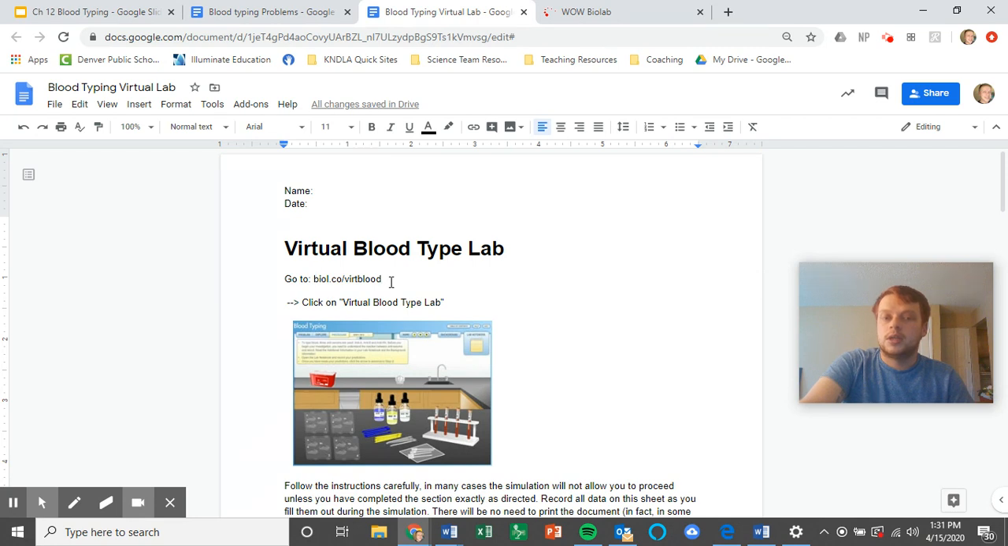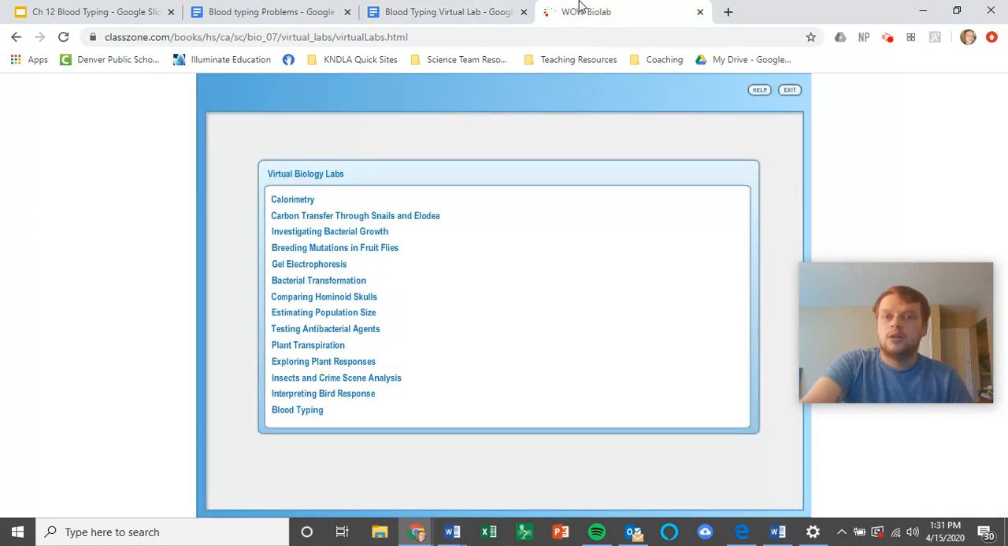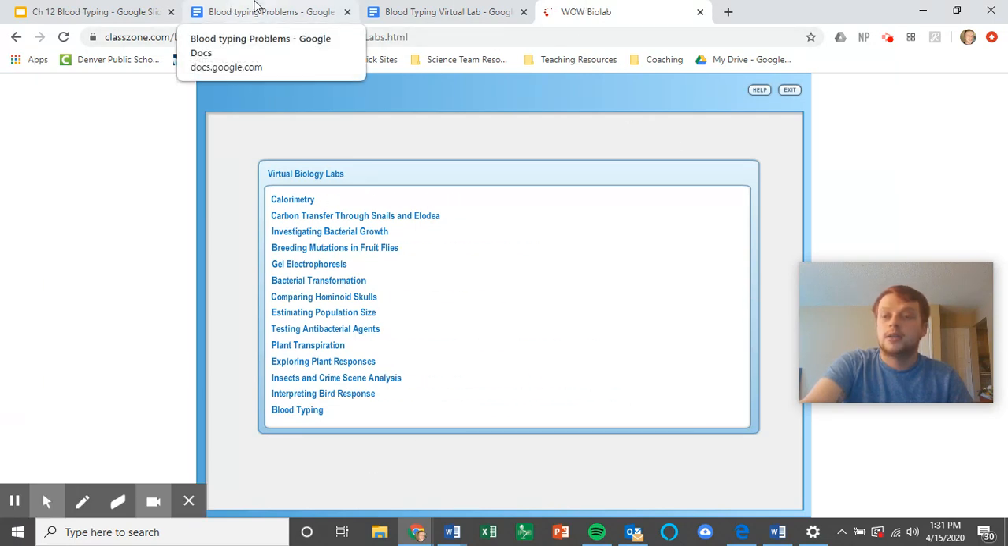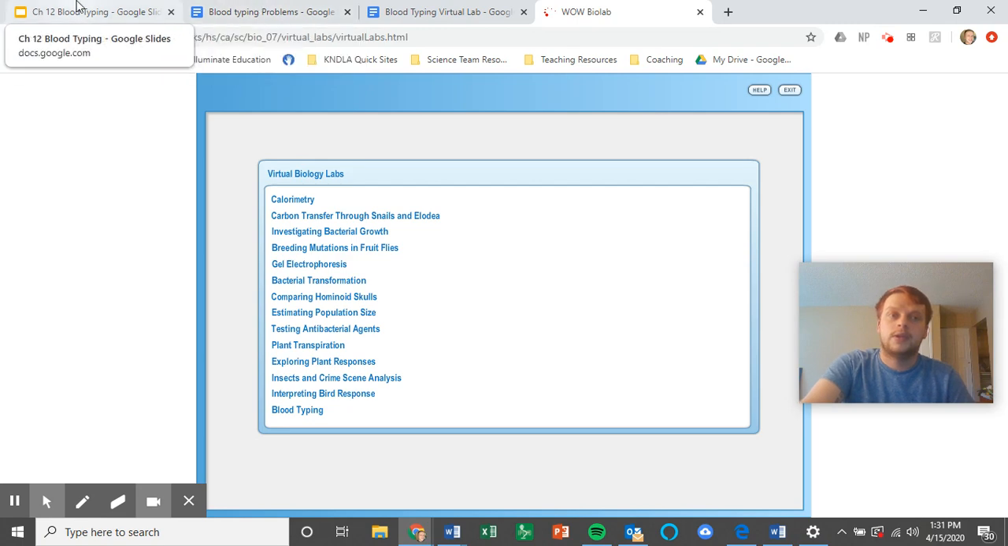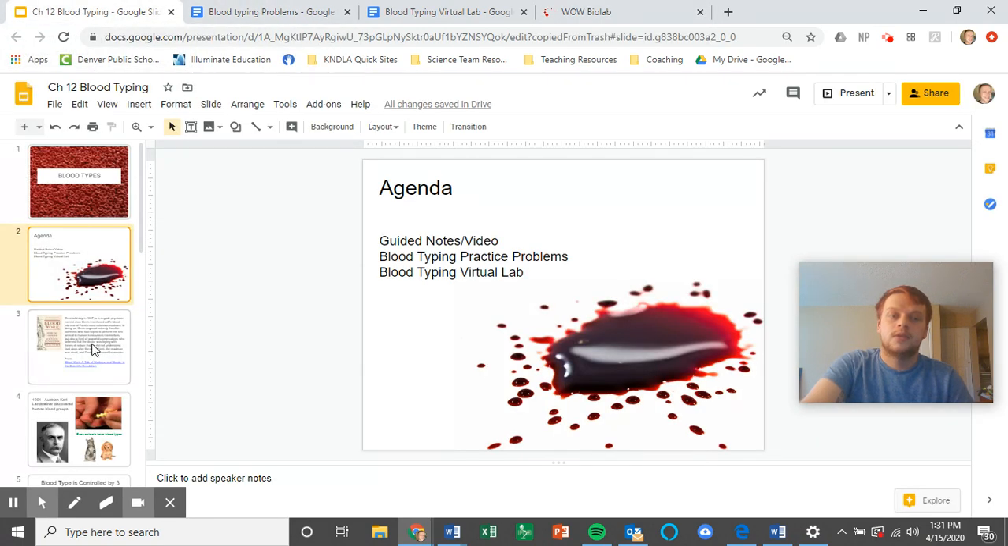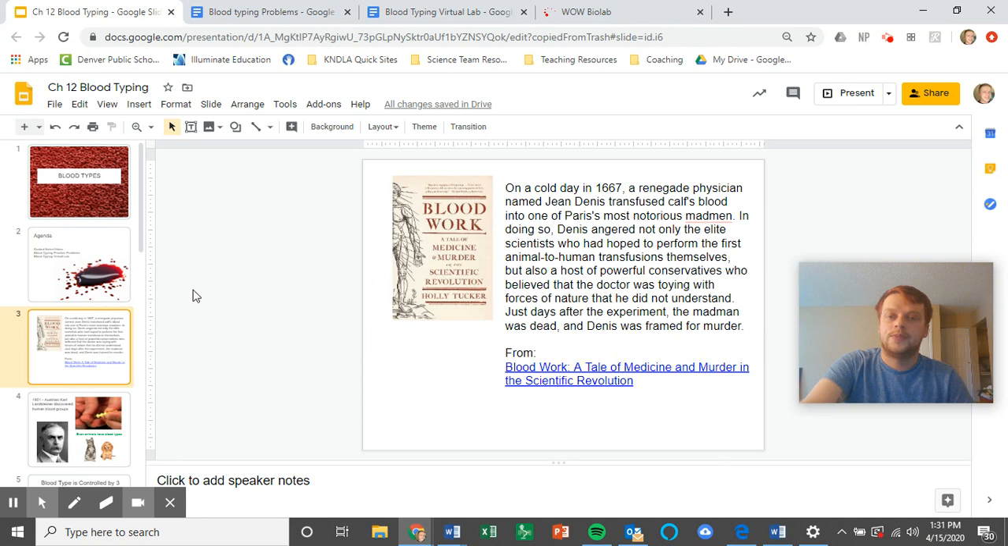Then you'll need this virtual lab document. When you go to this, all you have to do is copy this link right here, open up a new tab, paste it in, and it will take you to this site. And I'll walk you through how to start that process once we finish our video. So without further ado, let's get into it.